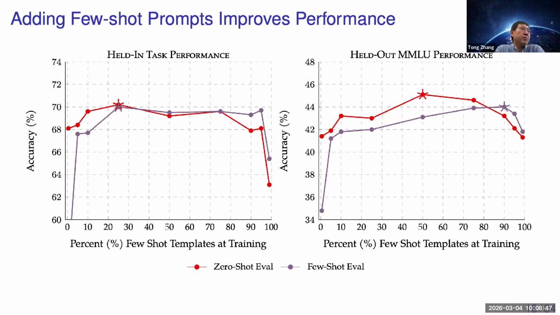Essentially they try to understand whether you add these few short templates at training, how much it helps. I think the conclusion is the following. So few shots, essentially when you use few shots to evaluate in the held-in data and held-out data, just different tasks.